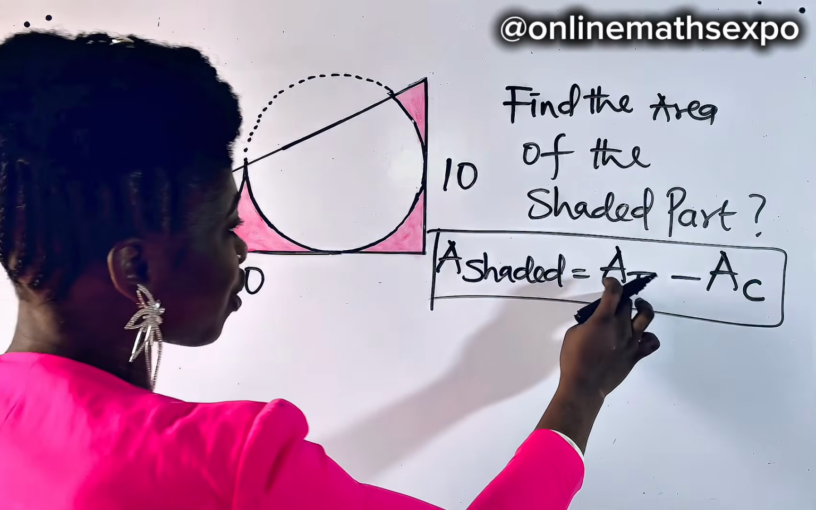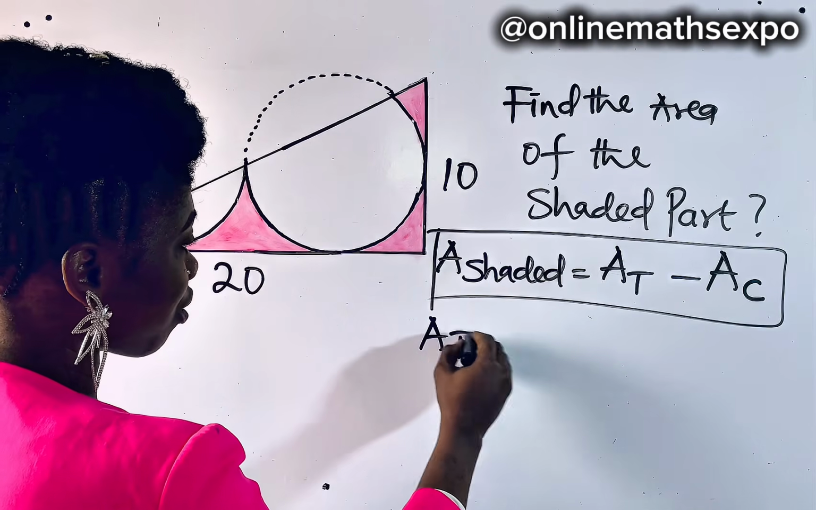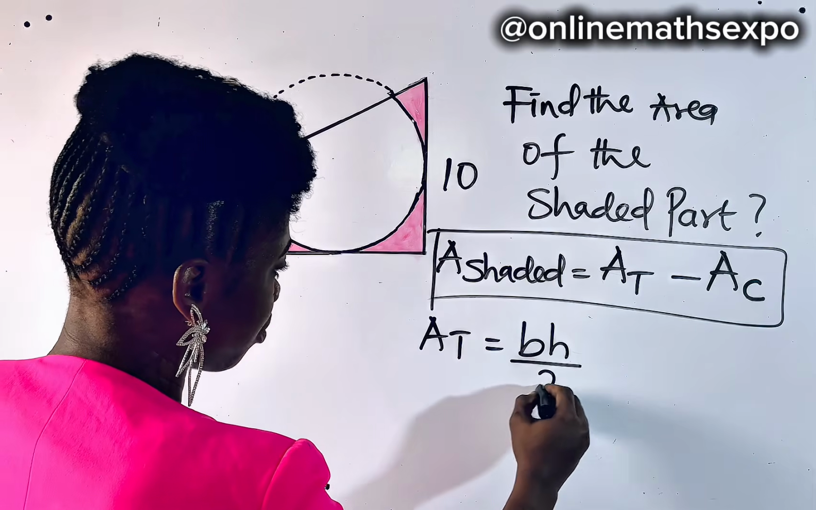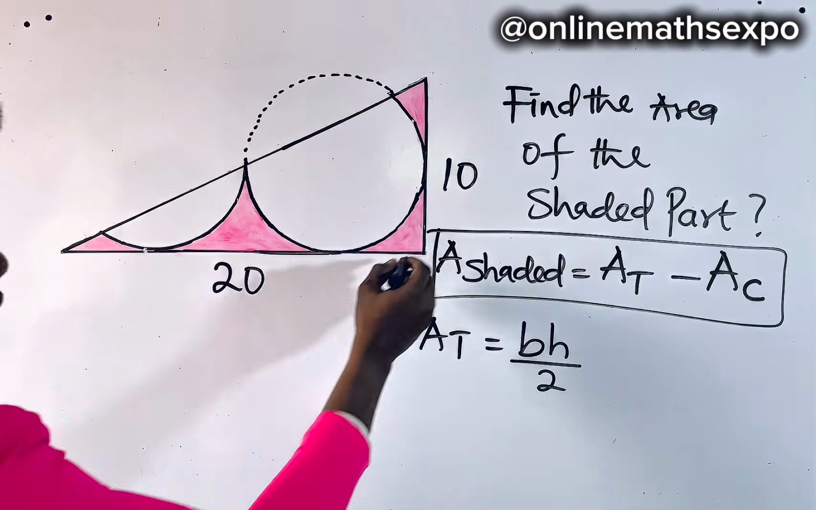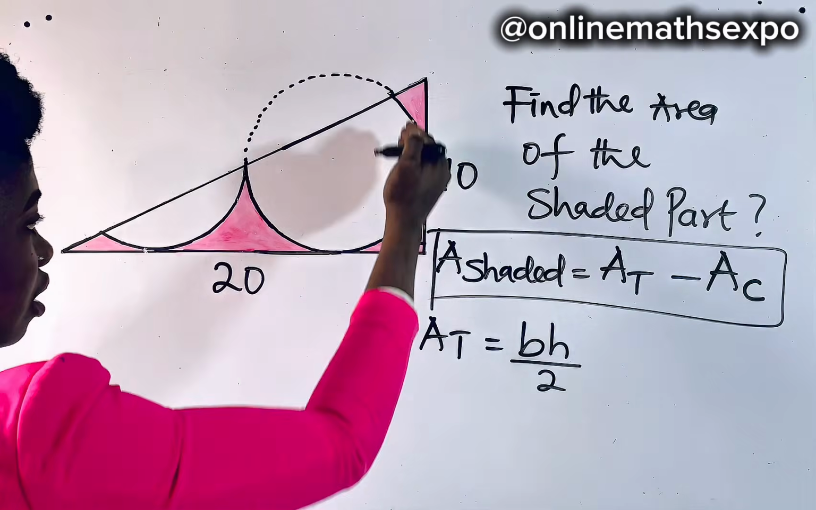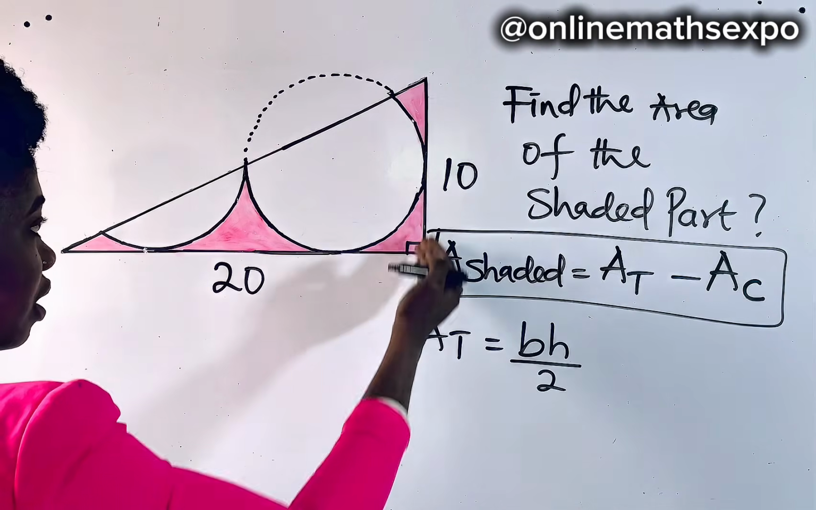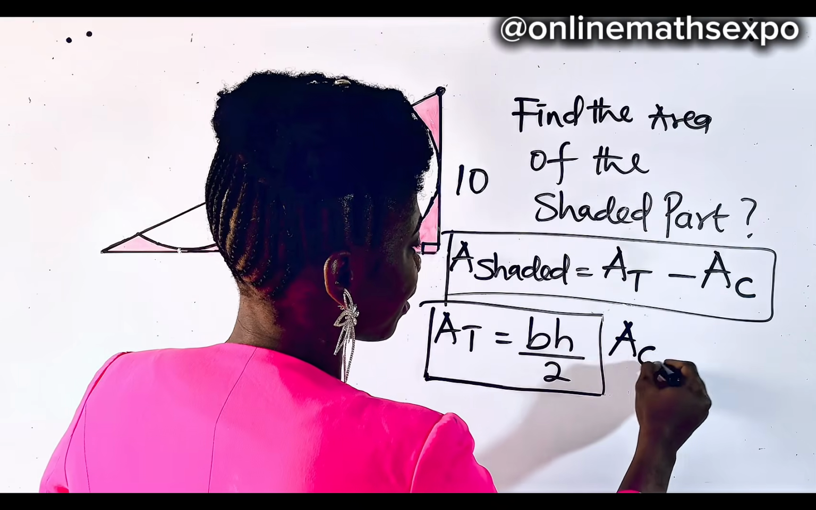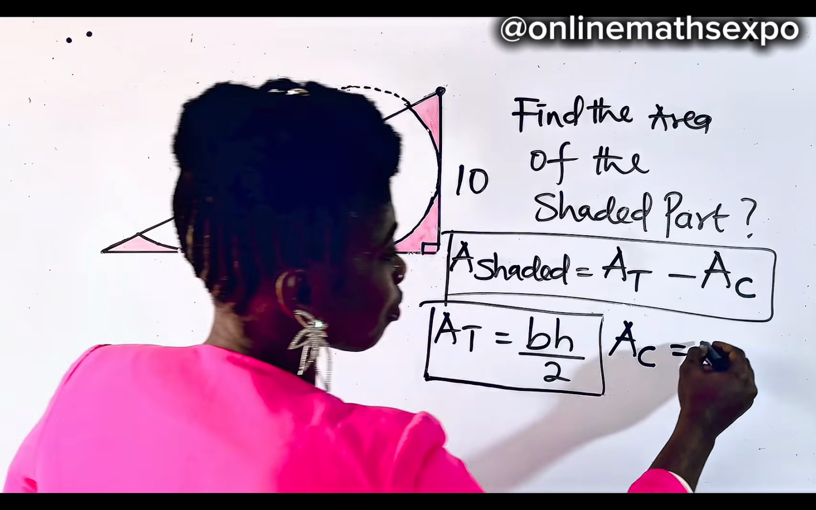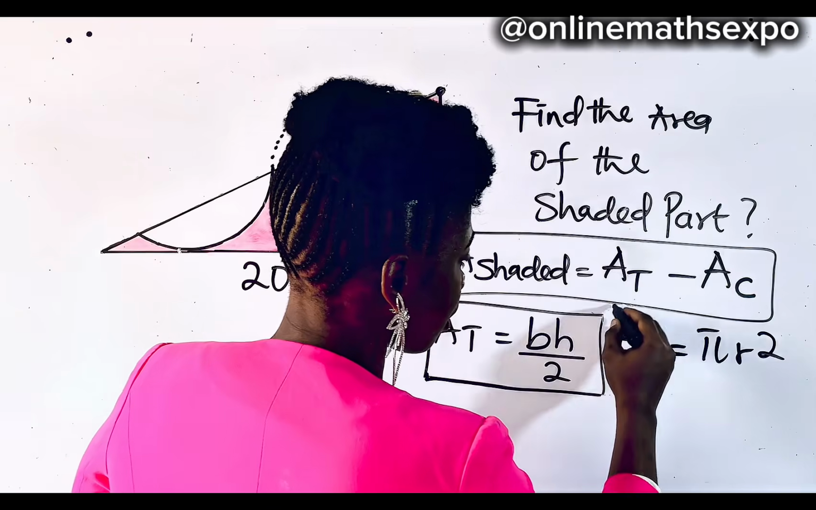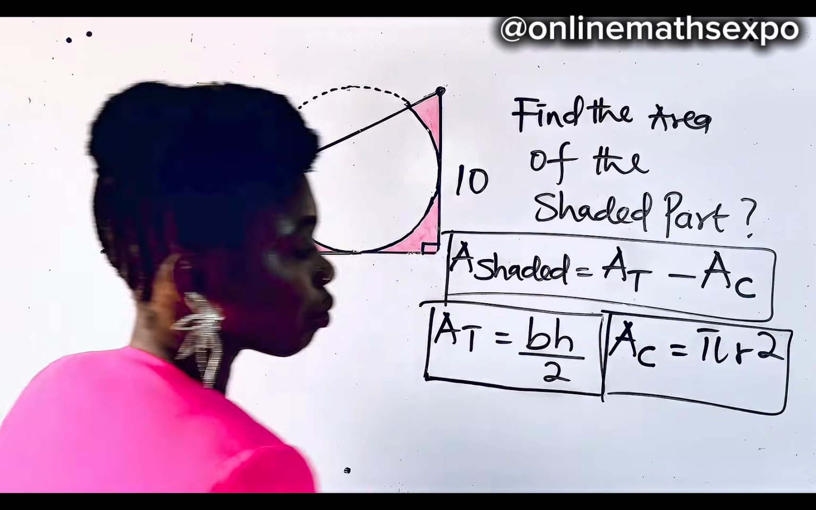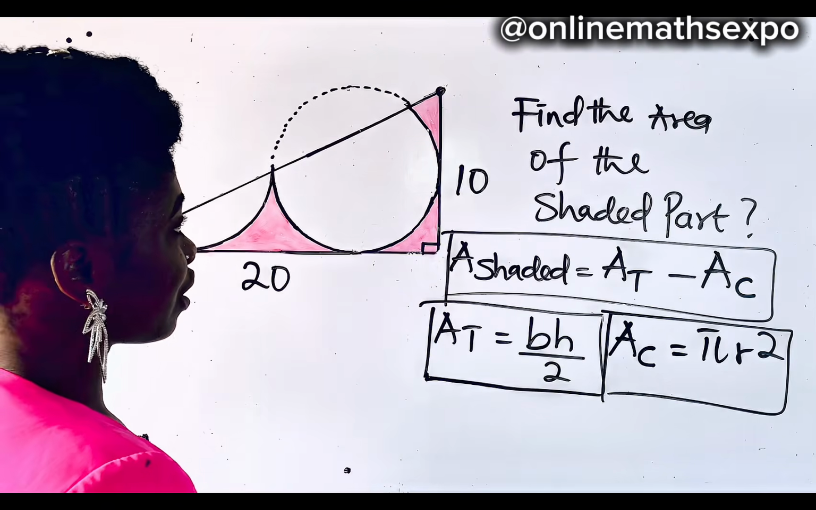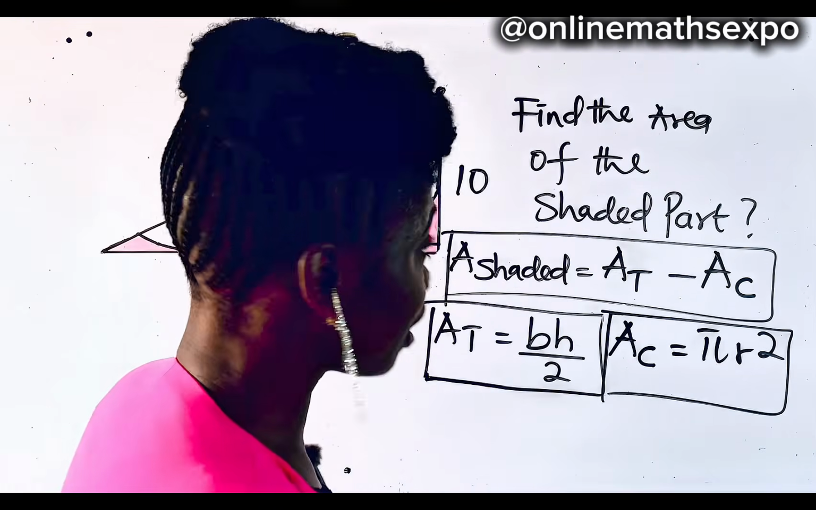Now for us to get the area of a triangle, we know that area of triangle is always the base times the height divided by 2. And from this diagram, remember it's right angles here. This is your base, and this is the perpendicular height. Then the area of a circle will be pi r squared. But remember that we don't know the radius of this circle. And is this something we can find?